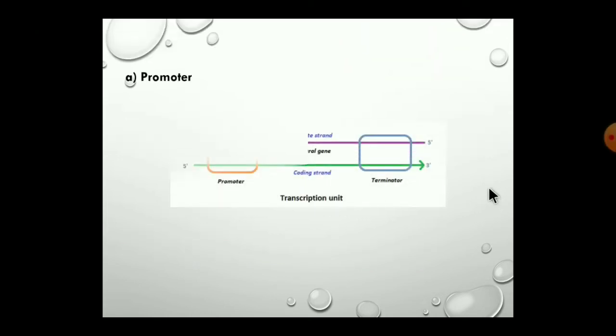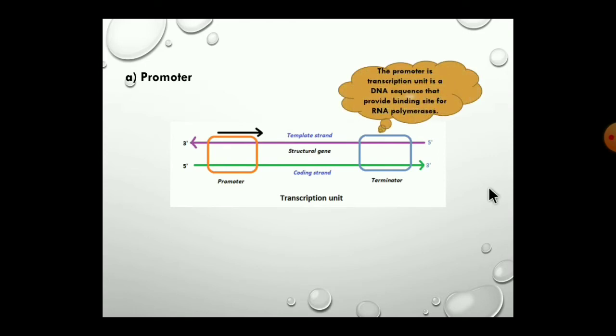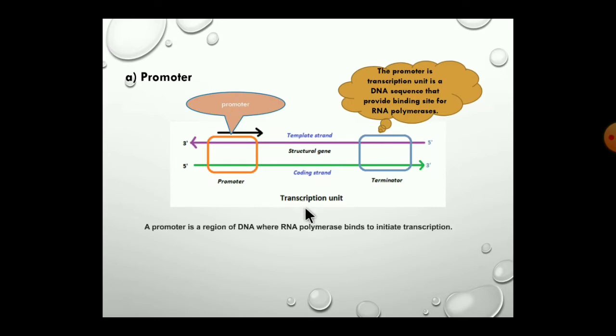What is a promoter? Look here. The promoter of a transcriptional unit is a DNA sequence that provides a binding site for the RNA polymerase enzyme. This is the promoter region where the transcription process starts by breaking hydrogen bonds between the two strands of DNA. At this site, the RNA polymerase enzyme binds to initiate transcription.